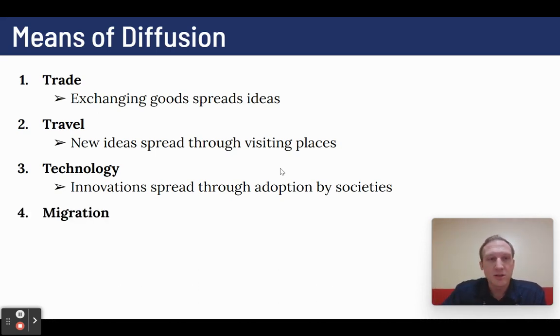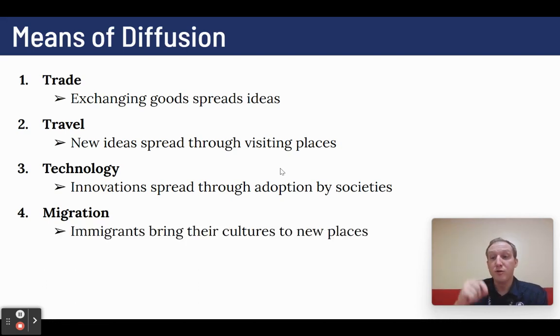Okay. Migration is our fourth means of diffusion. And migration specifically means when people move to a new place. This is different than travel because when you travel somewhere, you're going there for a temporary amount of time and then you come back. When you're migrating, you're going there and then you're staying there. So immigrants bring their cultures with them to new places. And this is going to impact the cultures around them. It's also going to impact their own cultures, which we'll take a look at more in future lessons.